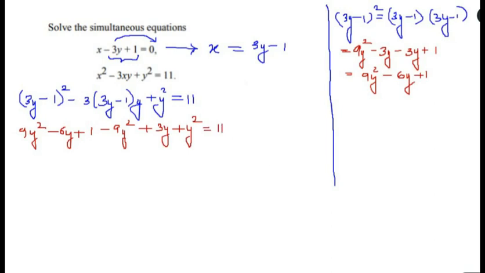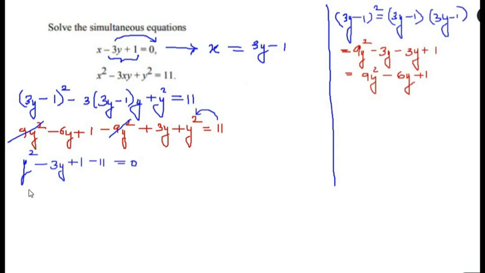Now as we can see, 9y square and minus 9y square will cancel out each other. We are left with y square, and minus 6y and plus 3y are like terms again, so adding them together we get minus 3y. Plus 1 and 11, we'll take it on this side, so it becomes minus 11 equal to 0.